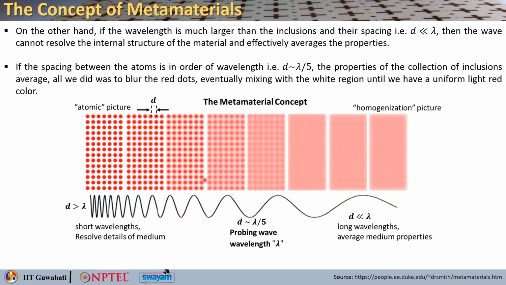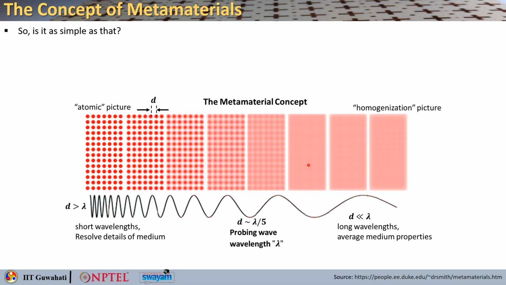If the spacing between the atoms is found to be on the order of the wavelength, say d is on the order of lambda by 5, then the properties of the collection of the inclusions will average. What we did was to blur the red spots, all those red dots were blurred, and they were getting mixed to give you that uniform light red color, right. It looks very simple, but it is essentially not very simple.